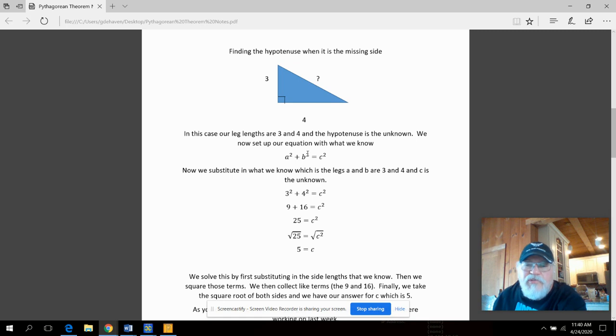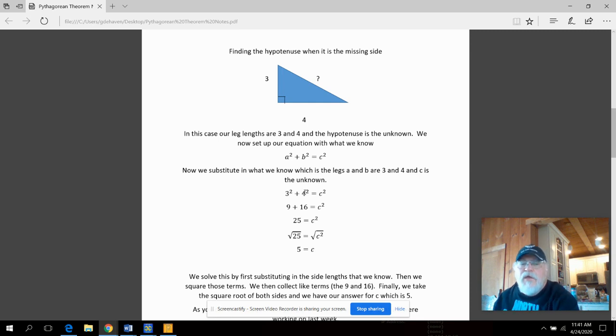So let's look at how we set this up. First thing we should do is write down our formula here. The Pythagorean theorem says a squared plus b squared equals c squared. So I go ahead and put that every time, and then I plug in what I know. Now in this case, I made 3 a, 4 b, and c is my missing side. So now I have an equation that I can solve.